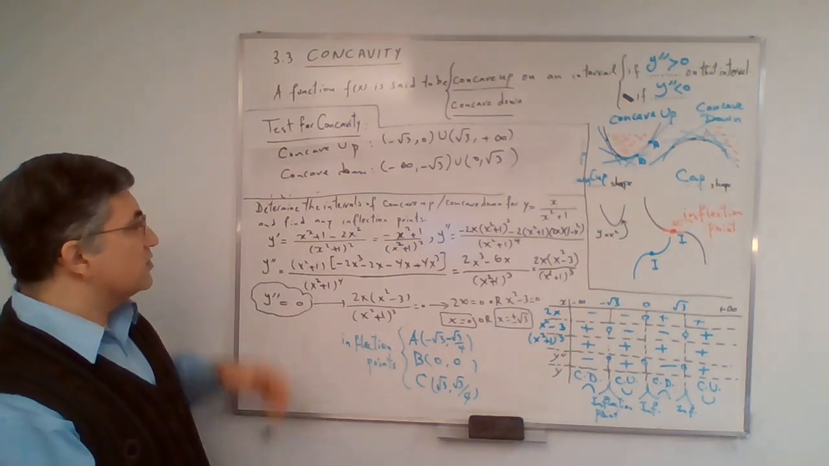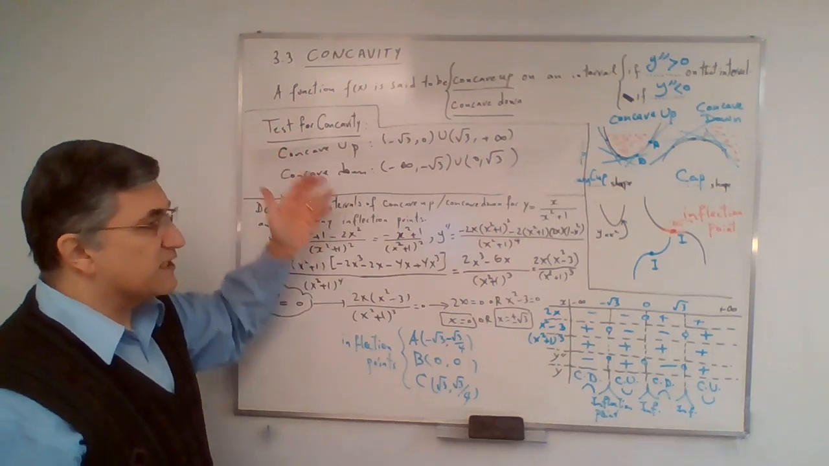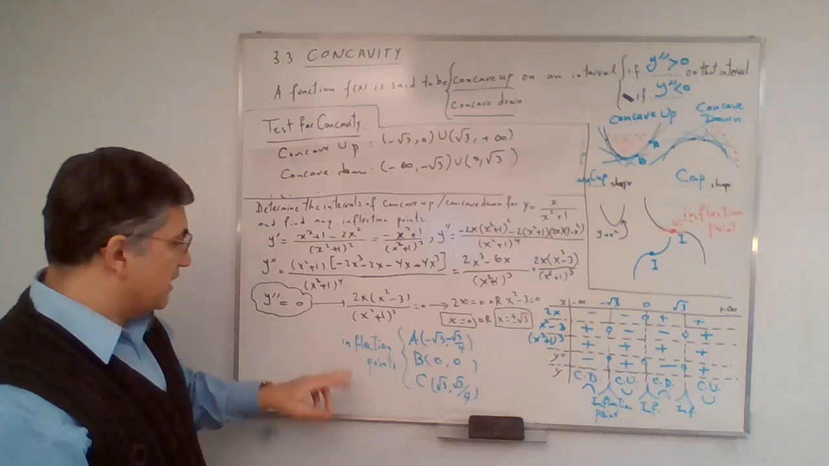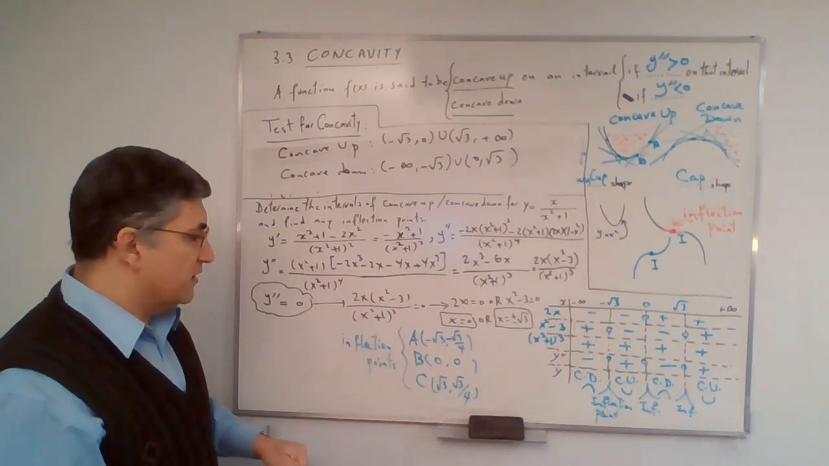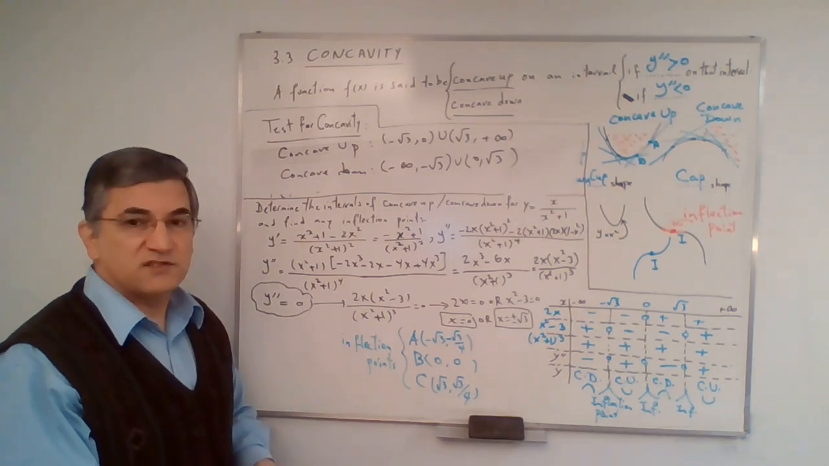So we answered the question. We found the intervals of concave up, concave down for this function. We know exactly where the graph is concave up, where it's concave down, and we also know the inflection points of this function. In the next lectures, we're going to learn more about this, and we're going to practice more.